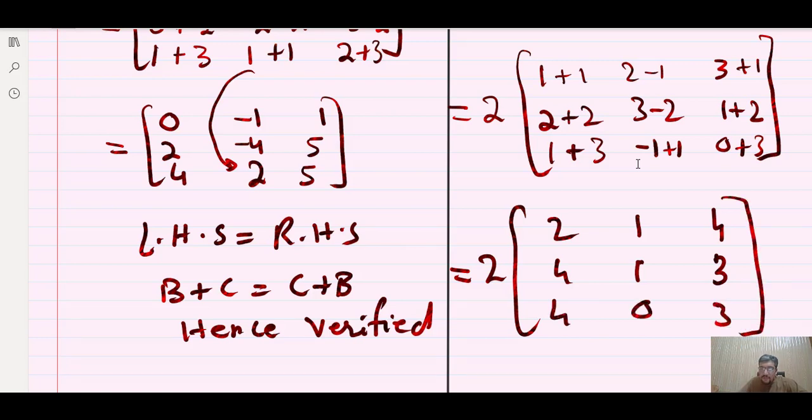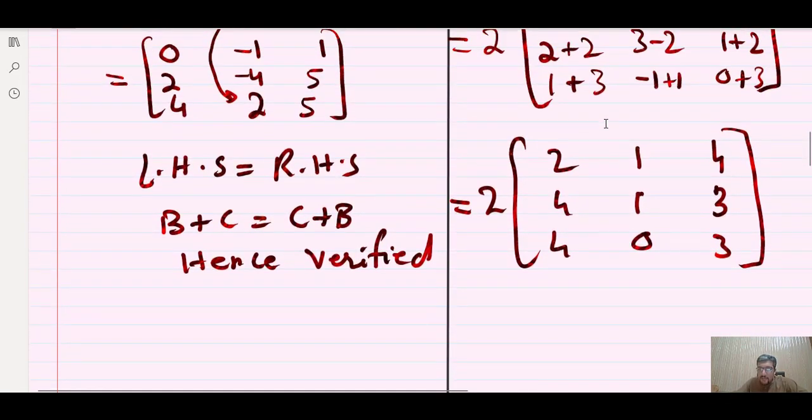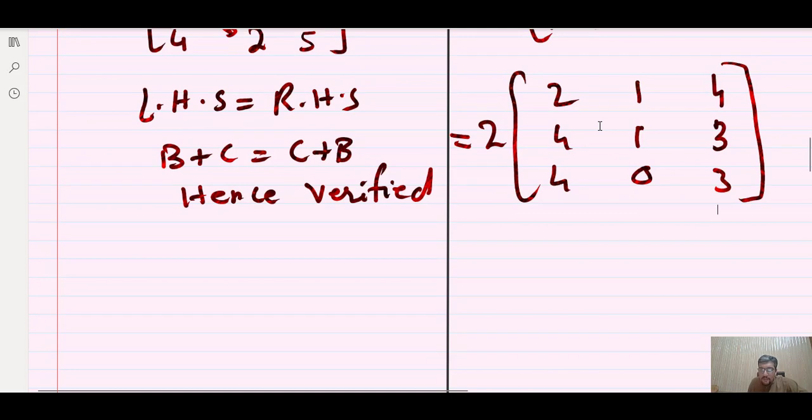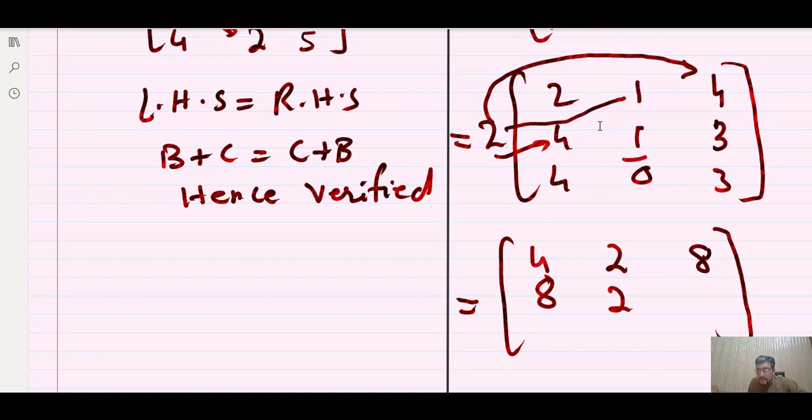So now you have to multiply 2 with the entries of this matrix, and you will get here 2 multiplied by 2 gives you 4. This 2 is going to multiply with this one, it gives you 2. When this 2 is going to multiply with this 4, it gives you 8. And when this 2 is going to multiply with this, it gives you 8. 2 multiply 1 gives you 2. Then 6, 8, 0, and it is 6.